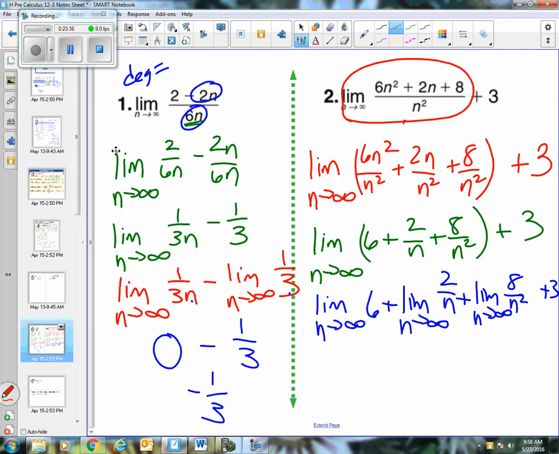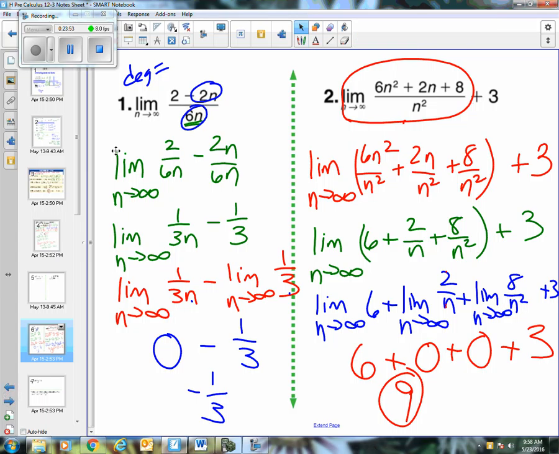So what's the limit as n approaches infinity of 6? Well, 6, it's a constant. What's the limit as n approaches infinity of 2 over n? As n gets big, 2 divided by n would get tiny. And then what happens to 8 over n squared? It gets tiny even faster, and we have our plus 3. So all together, our value of that expression would be 9. The limit was 6, and then we add 3 to it.